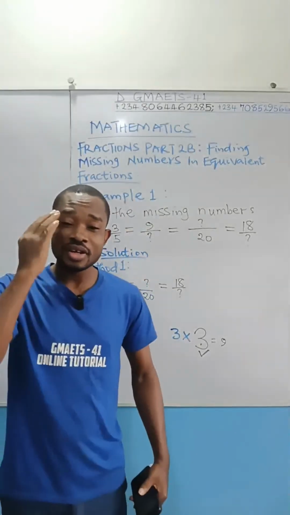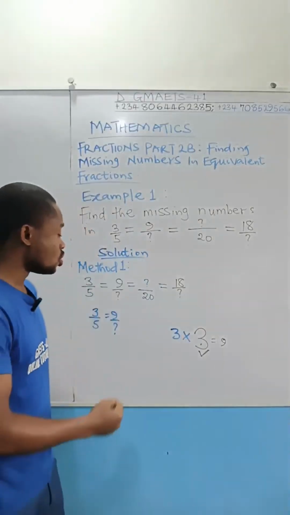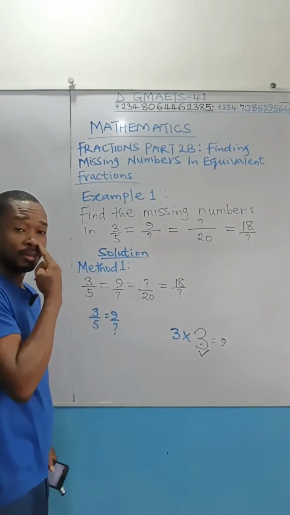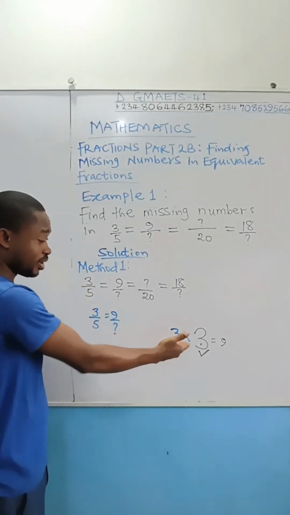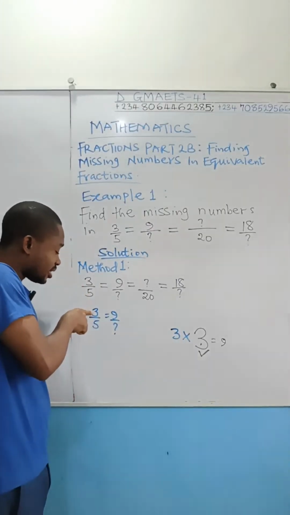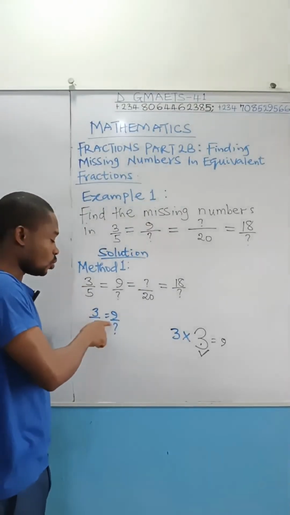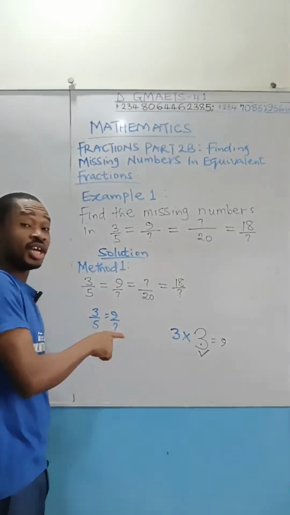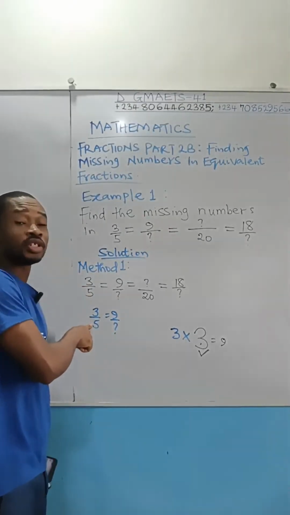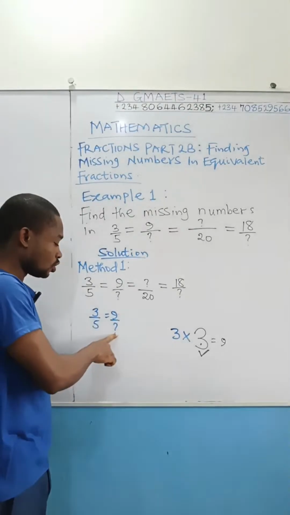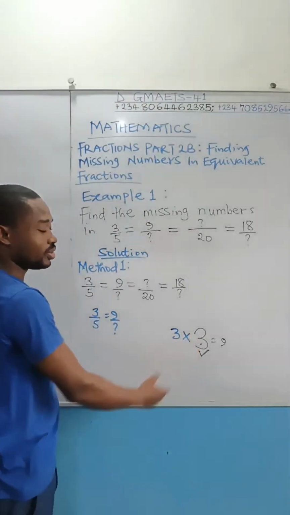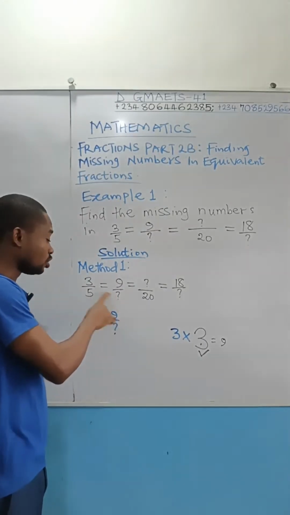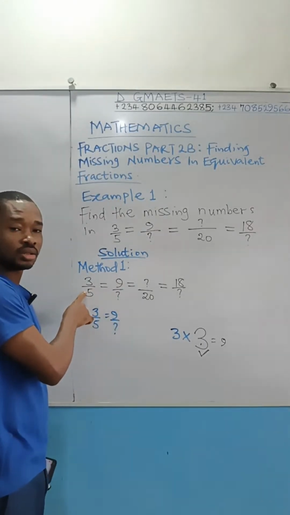So you see how the knowledge of multiplication helps me to know how quick or how easy I can get this missing number. From what I just explained, you agree with me that 3 times 3 will give you 9. It means if you multiply this number by 3, you will get 9. Therefore, you have to multiply this denominator 5 by 3 also to get the missing number here. I've just shown you that. It therefore means that to get this missing number, I will do 5 times 3.